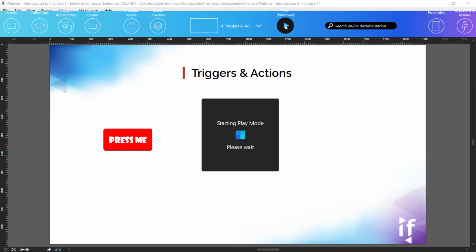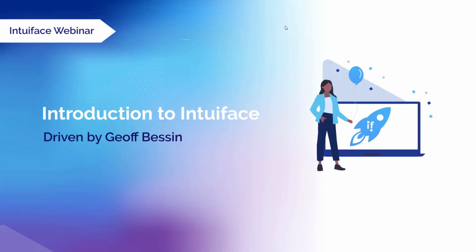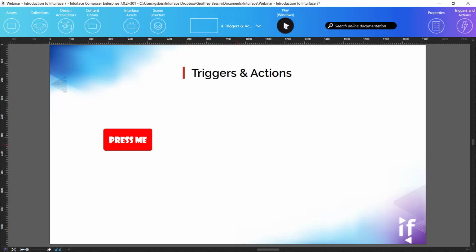Play. 1 Mississippi, 2 Mississippi, 3 Mississippi, there we go. Now, of course, 3 seconds is a ridiculously small amount of time. If you have a 2-minute video, your inactivity timer should be at least 2 minutes and 1 second. So pick a time that makes sense, but you get the point. That's how it works. You use inactivity timers to do the reset.